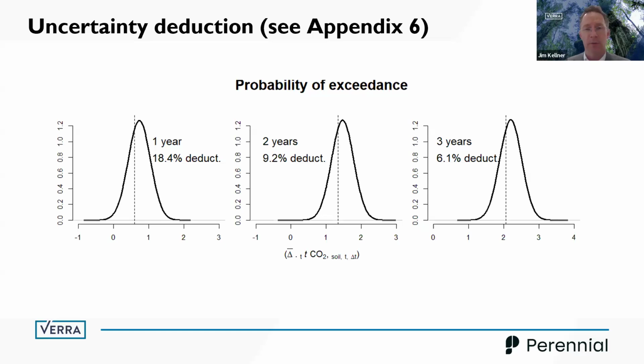You can then see what the uncertainty deduction would be for 3 hypothetical projects, each of which has a different duration of time associated with it, going from 18.4% down to 6.1% on the right. Now, in the real world, the actual uncertainty deduction you get will depend on the quality of model that you build, the size of the project that you have, and also the time duration. So this is simply meant to be illustrative.